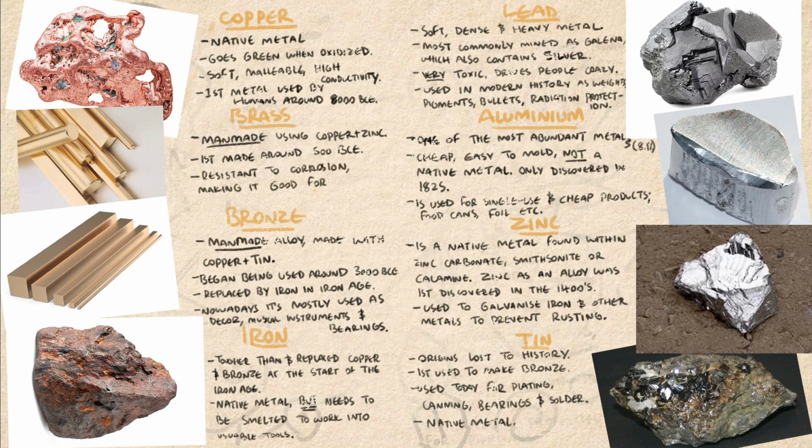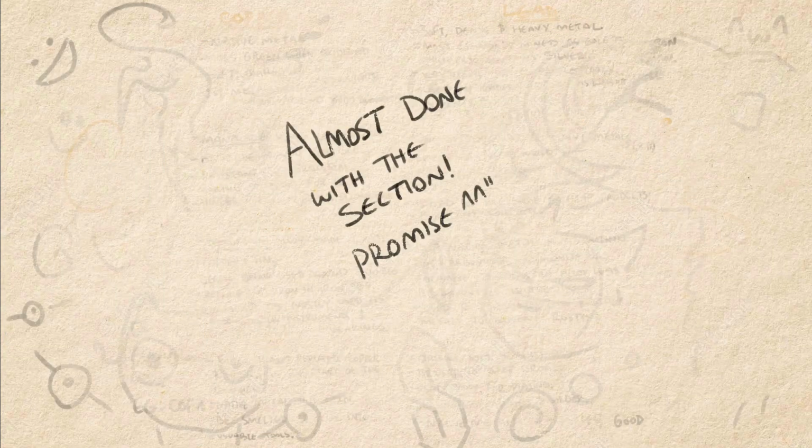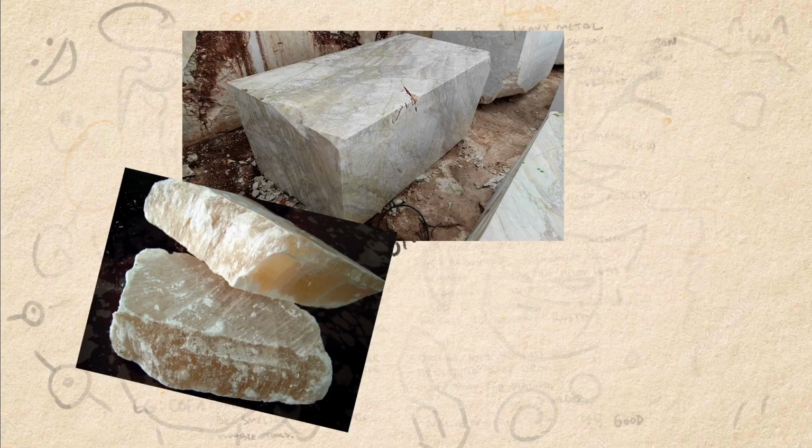And we can't forget iron, the most useful metal since the Iron Age. While iron is a native metal, it does need to be smelted down in order to be used, which is why copper came first on the civilization timeline. Nowadays, iron can be turned into steel, stainless steel, and cast iron, and is used for a huge number of things. And then we have the construction materials: marble, alabaster, and granite.